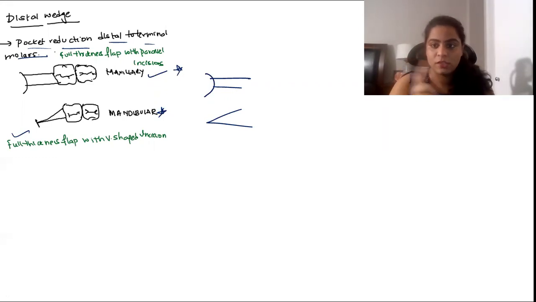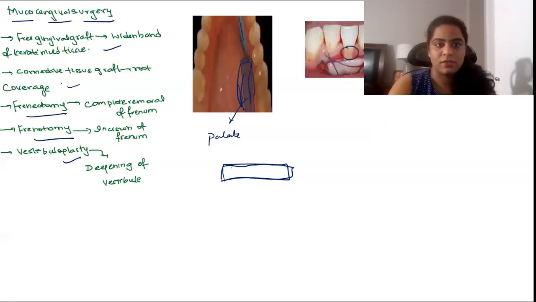Now, distal wedge: if you have to do pocket reduction in the maxillary molars or the mandibular molars, in the maxillary molars you give the parallel incisions, whereas in the mandibular molars you give the V-shaped incisions. So full thickness flap with parallel incisions is nothing but distal wedge in maxillary molars, and in mandibular it is full thickness flap with V-shaped incisions.